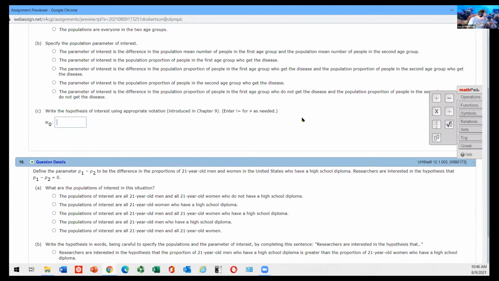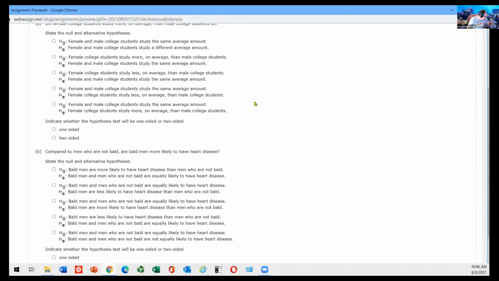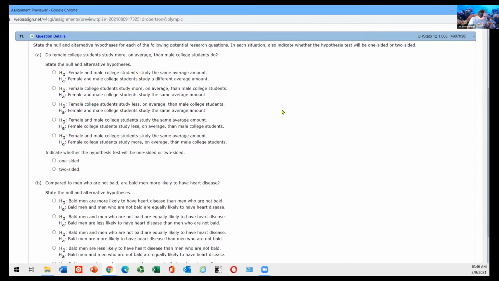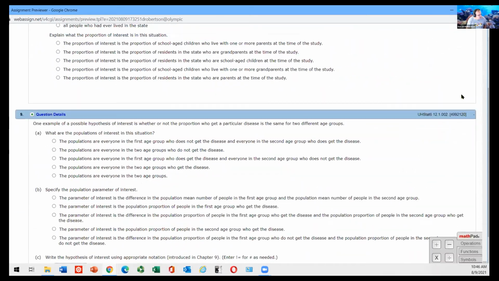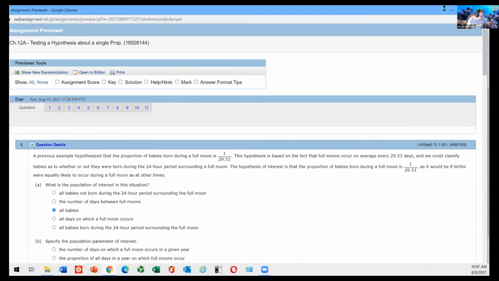Oh, this one just has an H0. I'll skip that one. This one has 2 groups. I don't want that. That's pairs. I don't want that. Okay. Oh, that's not bad. That's as much as I want to do from the homework right now.